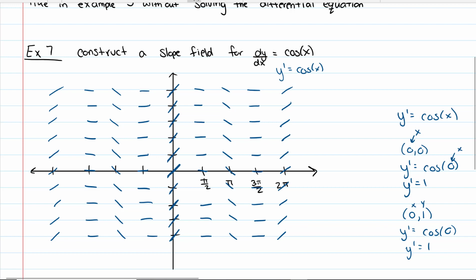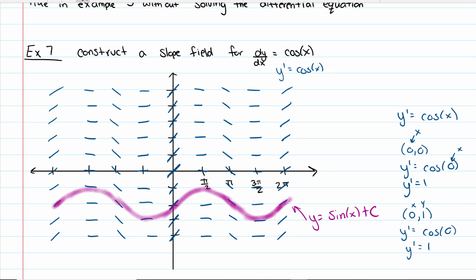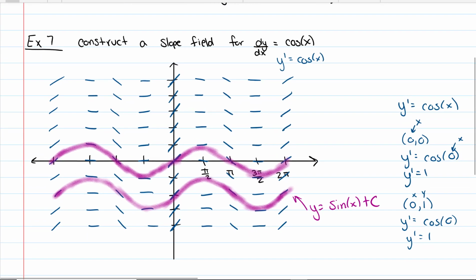Also, if we were to follow this curve and make a graph, you'll notice that this line right here, if I follow this out, is the graph of y equals sine of x plus c. Here's another one. If I follow this one, you'll notice how it resembles sine of x. And that's how you construct a slope field by hand.